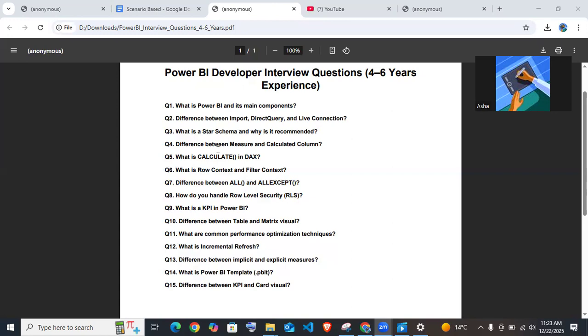So the first question is, what is Power BI and its main components? This question is usually asked when you start an interview for a developer role. You can answer simply: Power BI is a business intelligence tool by Microsoft used to connect data, transform it, create reports, and share insights with business users. You can also add the components of Power BI, like Power BI Desktop, Power BI Service, Power BI Gateway, and Power BI mobile application.